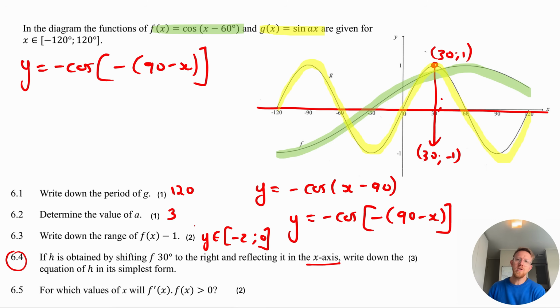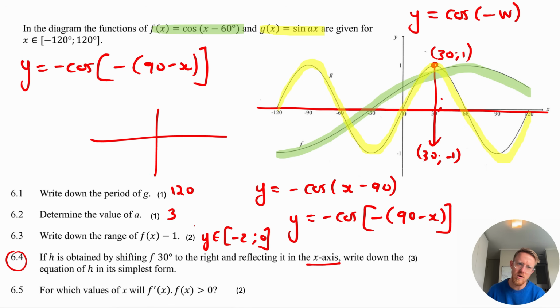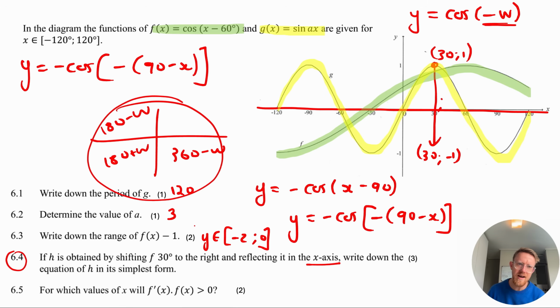Now, I want you to remind yourself what happens whenever you have a cos of, let's say, negative w. Let's say you had some equation, cos of negative w. Can you remember what that becomes? It doesn't become negative cos w. Remember that if you have a CAST diagram, or let's use w instead for this example, then what I've always told you guys is that if this doesn't look like anything on this diagram, then you can add or subtract 360.